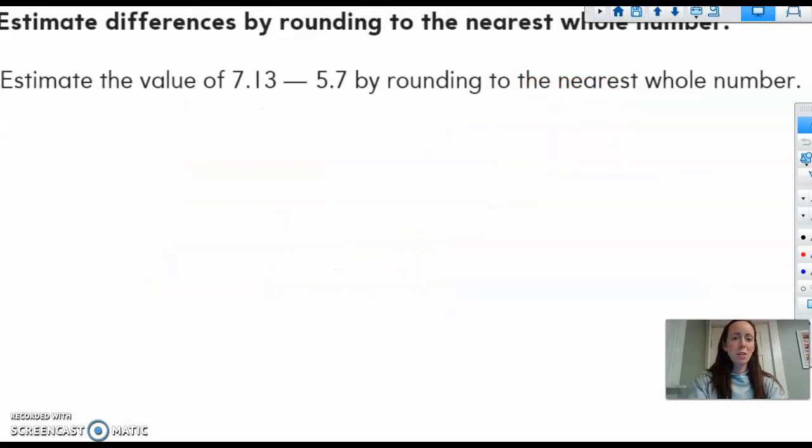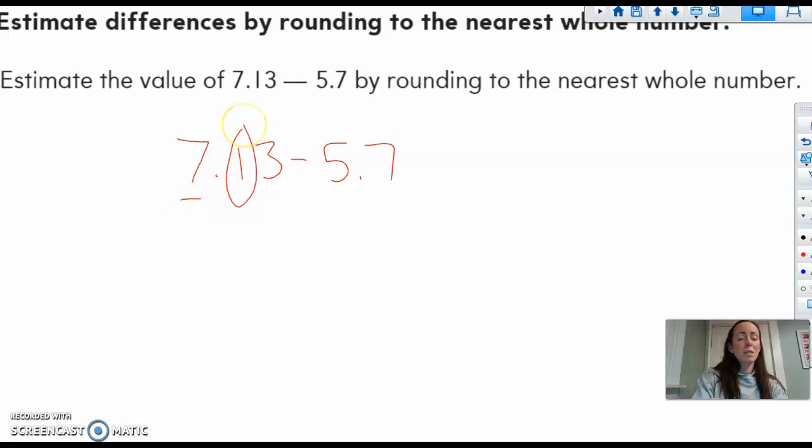All right, so now we're going to do the exact same thing, but now I'm going to be estimating the difference. So I'm going to be estimating the subtraction problem. If I have 7 and 13 hundredths minus 5 and 7 tenths, I'm asked to round to the nearest whole number. So I'm going to do exactly what I did in the last problem. I'm looking at my ones place. My tenths place is going to help me do that rounding.